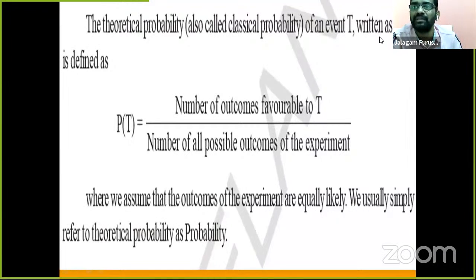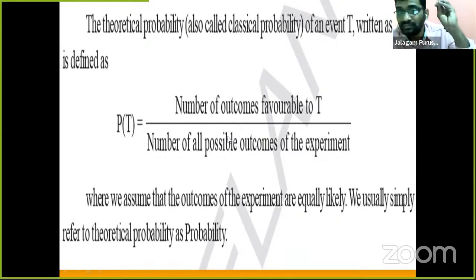So this is experimental probability, and this is theoretical probability. Theoretical probability, called classical probability of an event T, written as P of T, is defined as P of T equals the number of outcomes favorable to T divided by the number of all possible outcomes of the experiment. So here two types of problems are there. The first one is experimental or empirical probability. The next one is theoretical or classical probability.